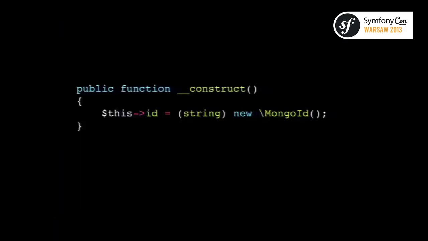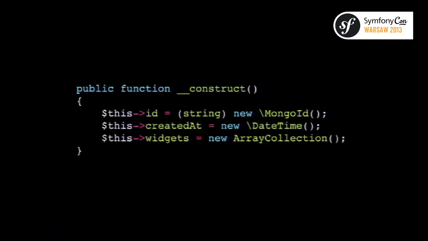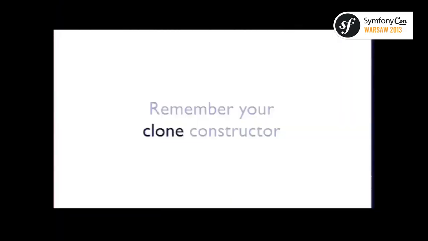Eager ID creation, this one's simple. In Mongo, you have this Mongo ID you can create eagerly so that you don't have to save something to the database in order to get its ID back. There's a few other things you can do inside of the constructors. Created at, just do that inside of your constructor. There's no need to use an annotation and involve a listener for that. You just do it there. And also within Doctrine, any kind of collection needs to be an instance of the array collection there. And don't forget your clone constructor.